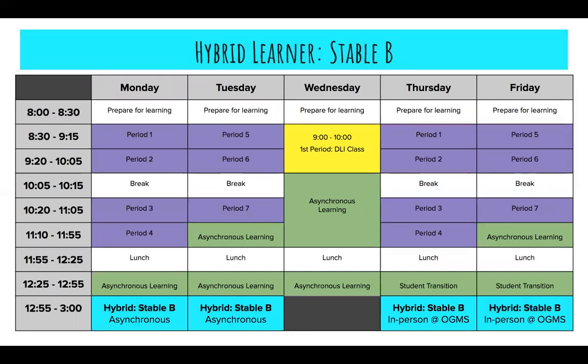And here is an example of the hybrid learner stable B. This is how a student would view the schedule if they were a hybrid learner stable B student. They would start off their afternoons on Monday and Tuesday as an asynchronous learner, followed by ending the week Thursday, Friday, reporting to Oak Grove.